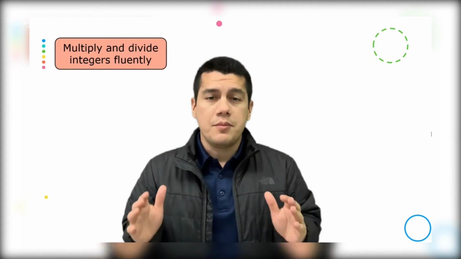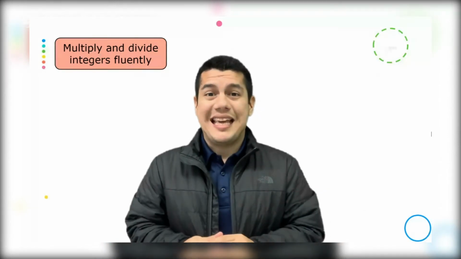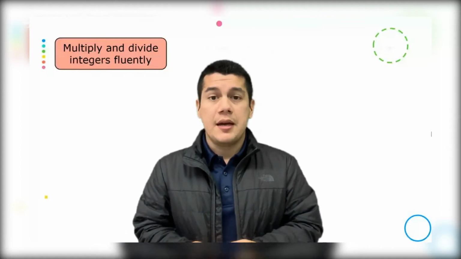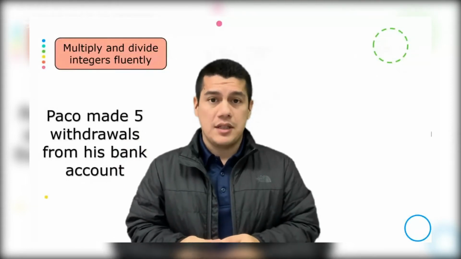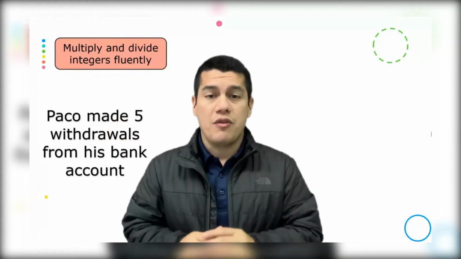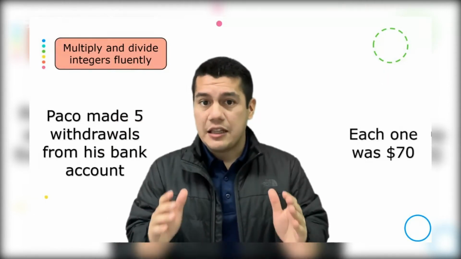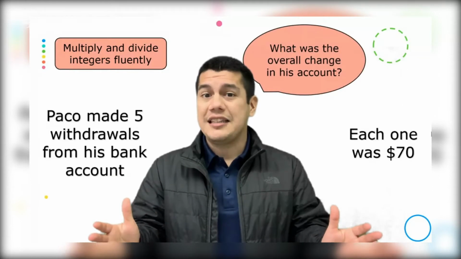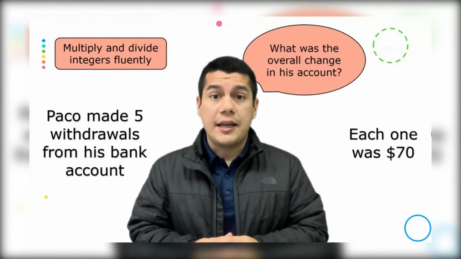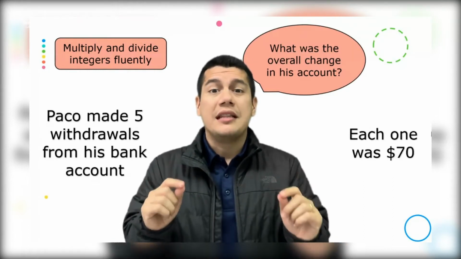Our 6th grade objective is for us to be able to multiply and divide integers fluently. So let's get started with the following example. Paco made 5 withdrawals from his account. That means that he got money out of his bank account, and each one was equal to $70. The question says, what was the overall change in the balance of his bank account? In order for us to do this, we have to learn how to multiply integers with different signs.